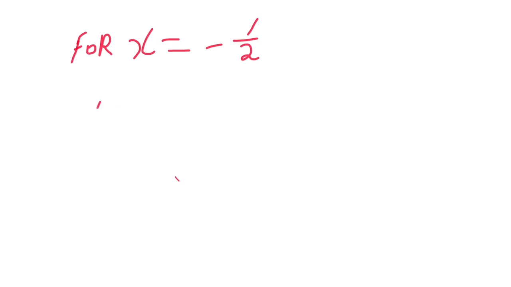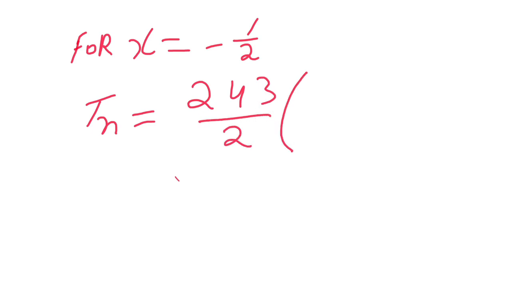So therefore the general term will be Tn is equal to, A is 243 over 2 multiply negative 1 over 3, this is the ratio, n minus 1. So when x is equal to negative 2, this is the general term. The sequence now, very easy.